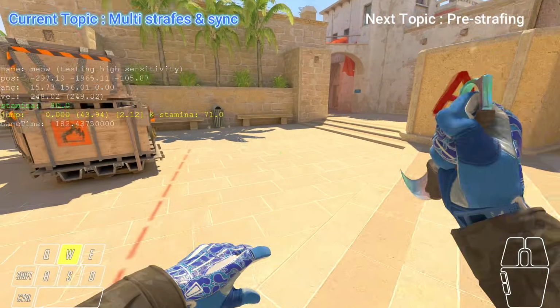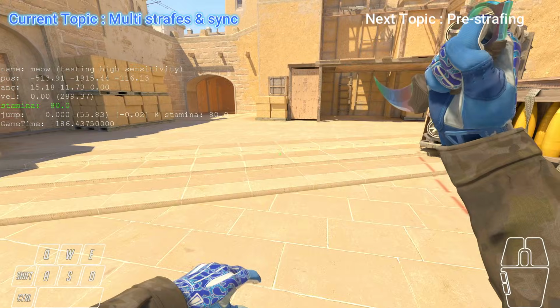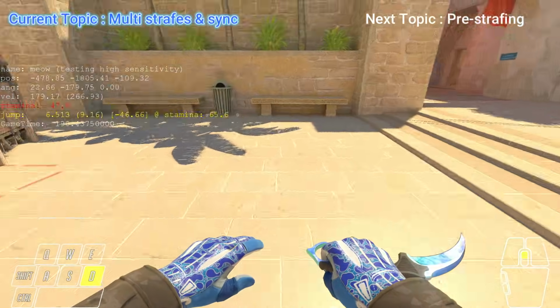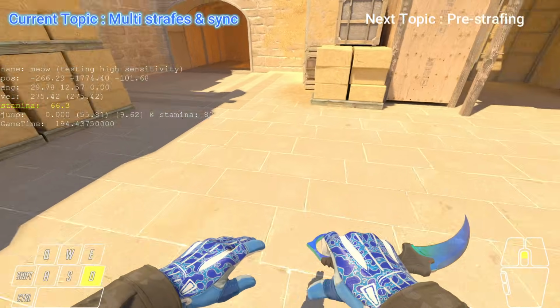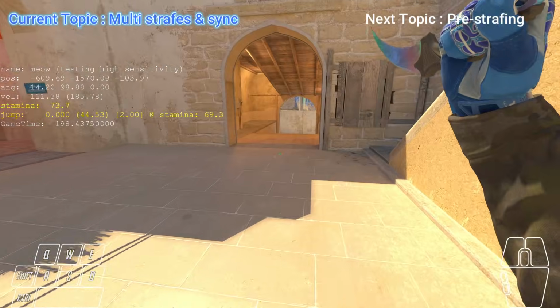And there's also concepts like dead strafing. However, it is always important to sync these strafes. If you're not syncing your strafes, it's worse than doing a single strafe. So keep that in mind. If you're struggling with multiple strafes, keep your strafes single. It's always good to be in sync.